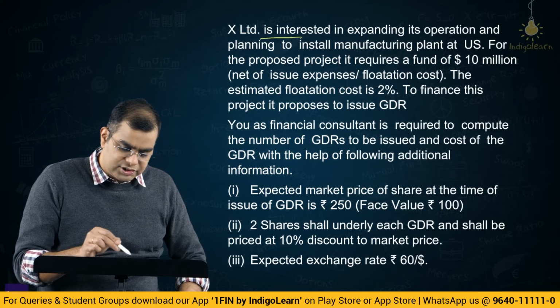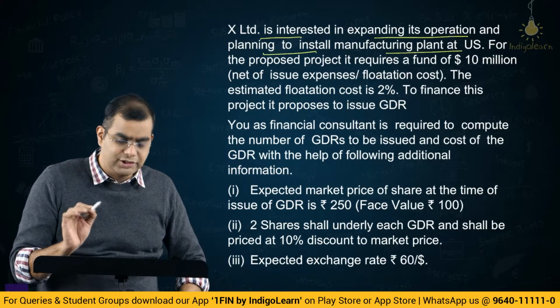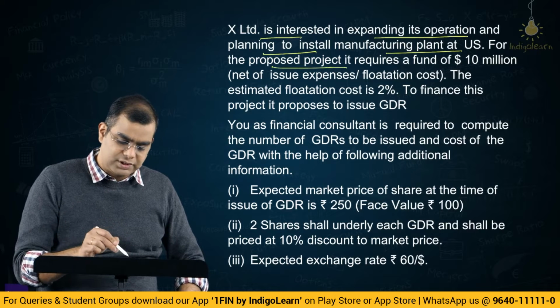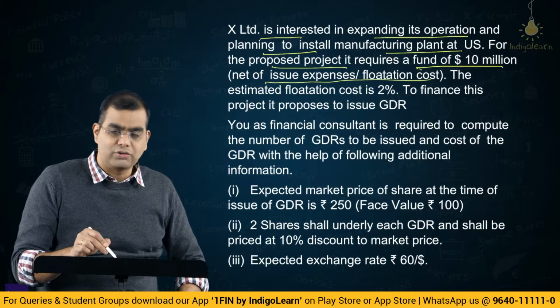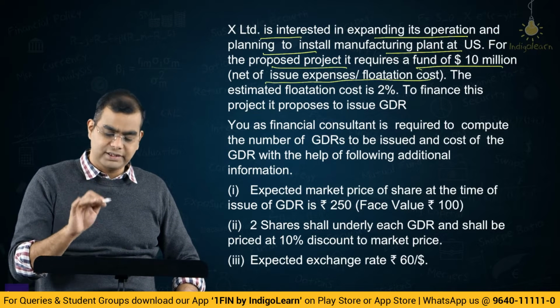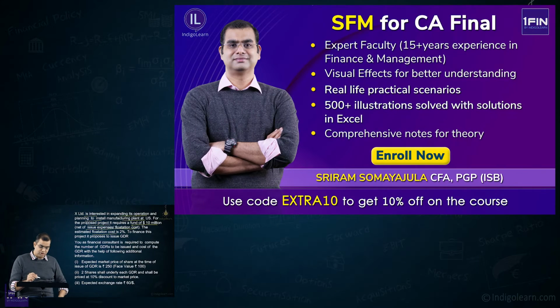X Limited is interested in expanding its operation and is planning to install a manufacturing plant in the US. For the proposed project, it requires a fund of $10 million, net of issue expenses and flotation costs. So, the net money that they need is 10 million. The estimated flotation cost is 2%. Right? 2% is the cost of the issue.